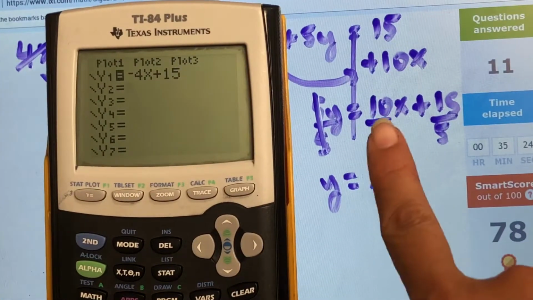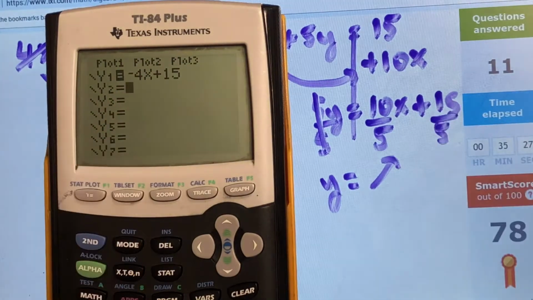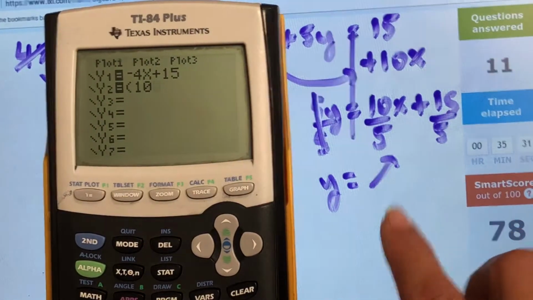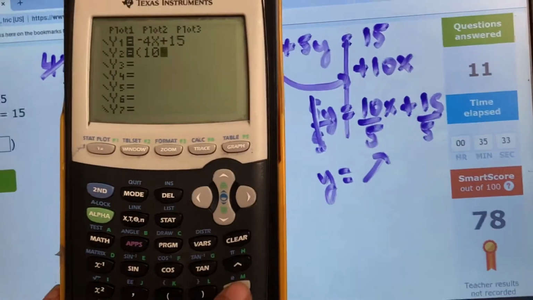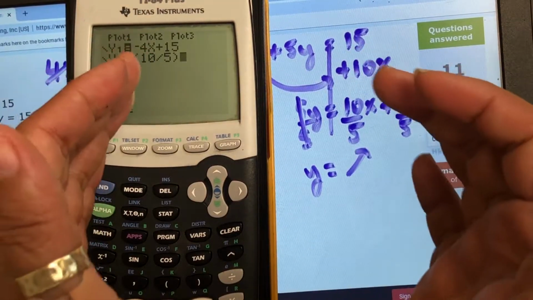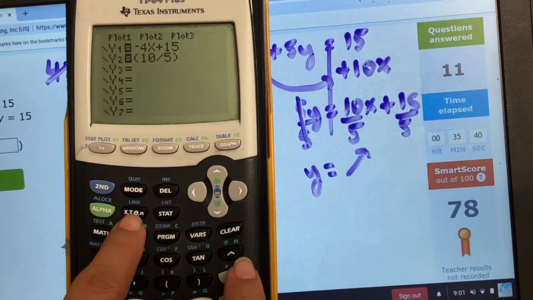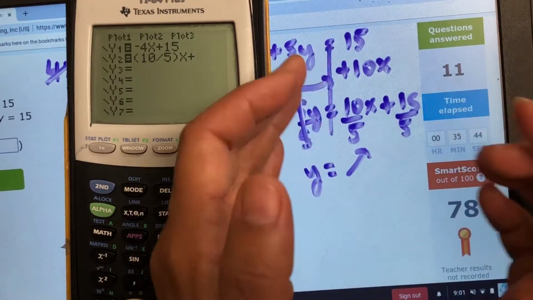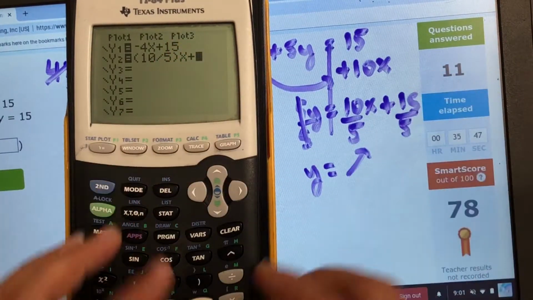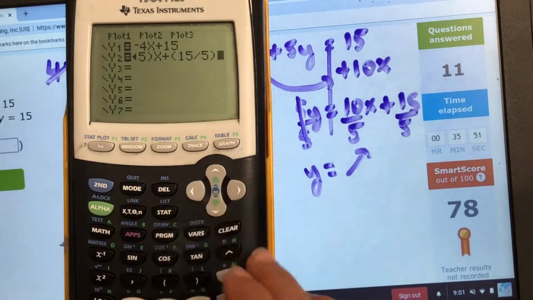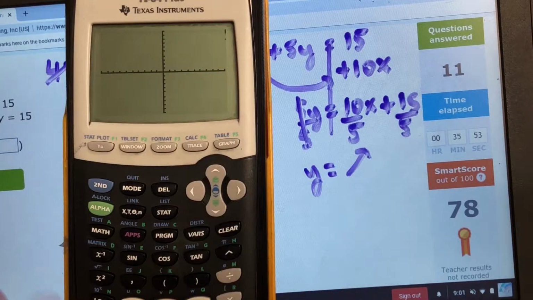Then I'm going to put the second one. I have a fraction, so what do I have to do with a fraction? I have to put parentheses. So parentheses, my fraction is 10 over 5. So 10, and then divide is how you put over. Divide over 5. So that's my fraction. My fraction is in parentheses. And then x, and then plus, and then I have a fraction again. So what's the fraction? 15 over 5. So in parentheses, 15 over, which is divide, 5, close parentheses. And then I'm good to what? Graph it. So graph it for me, and wherever the lines intersect is my solution.